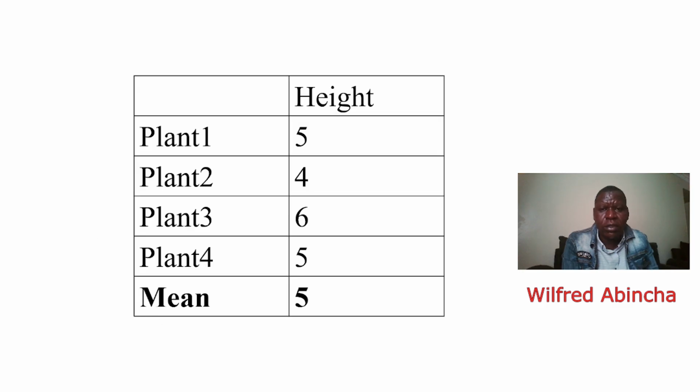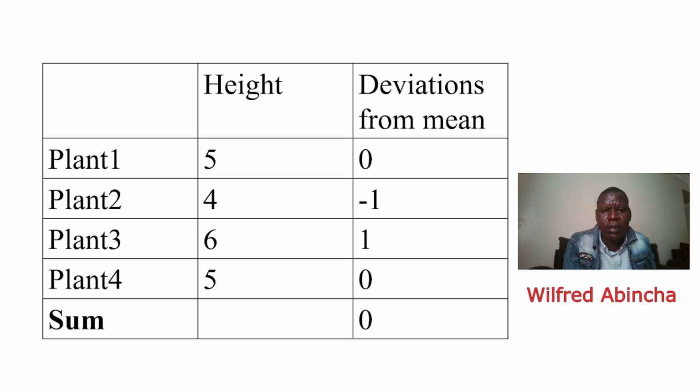Assume that you have a sample of 4 plants and you are interested in their heights. You want to do analysis of variance. The first step is to get their mean and also get deviations from the mean. In other words, you subtract the mean from the height of each plant in this sample. And this is going to give you a table like this, which has deviation from the mean. We all know that these deviations from the mean sum to 0.